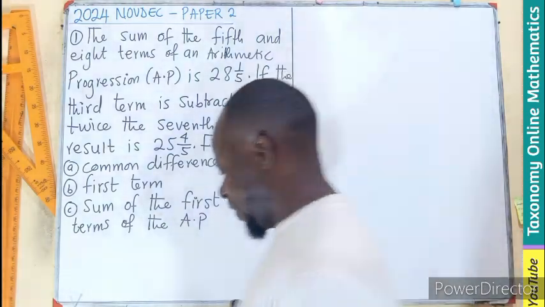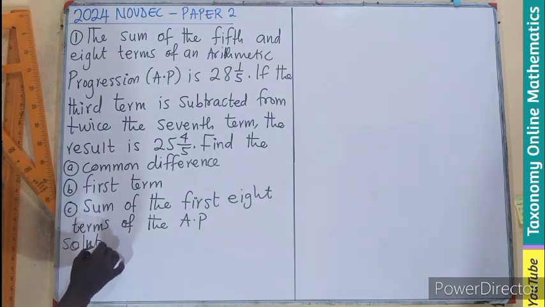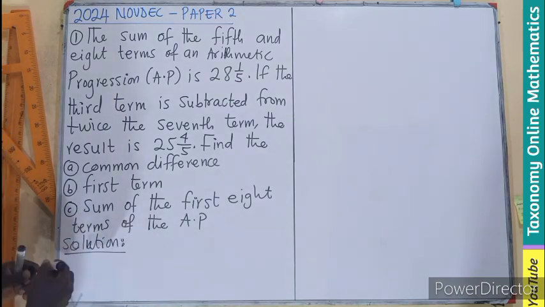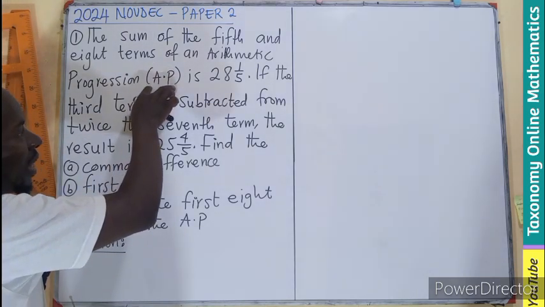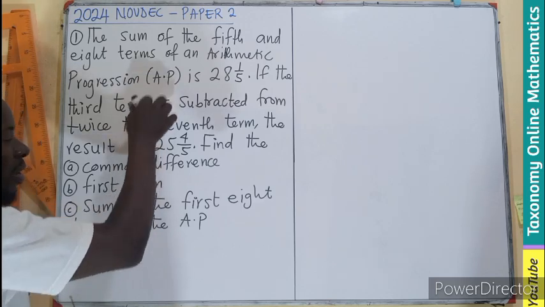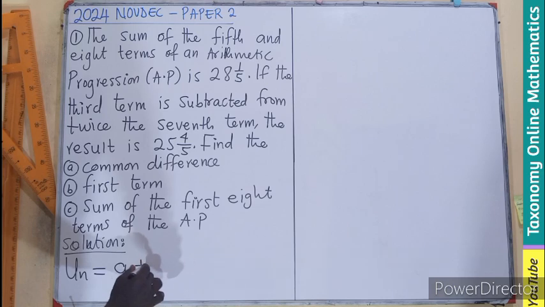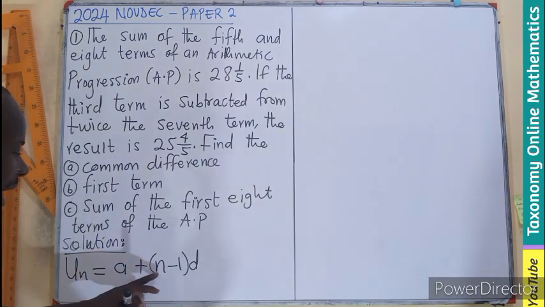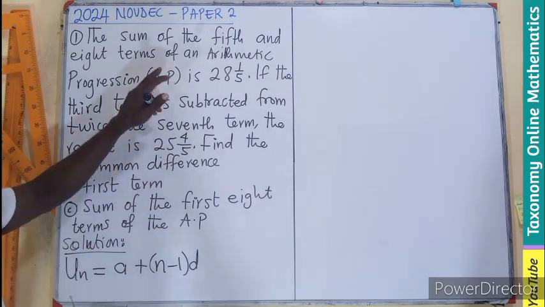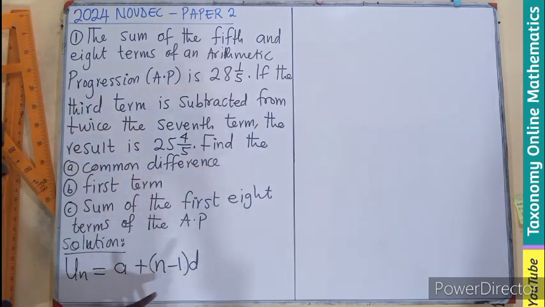All right, to do this, let's say we have our solution. The first thing to do is to know the relation for the nth term of any arithmetic progression. The nth term is always given by a plus n minus 1 times D, where n stands for the number of terms, in this case fifth and eighth. D is the common difference. A is the first term we are asked to find.